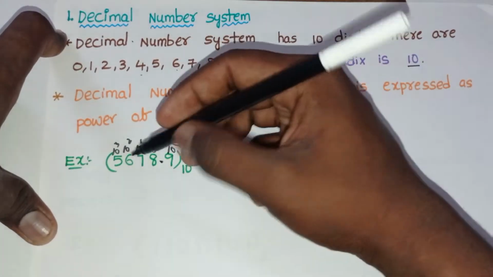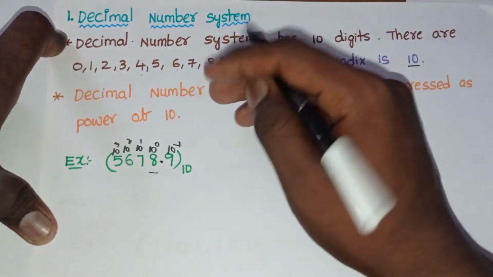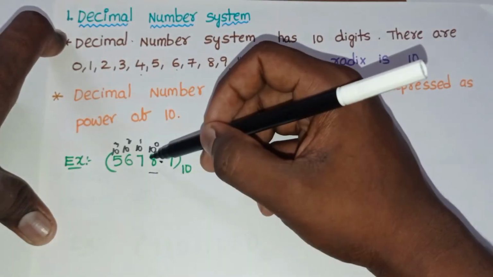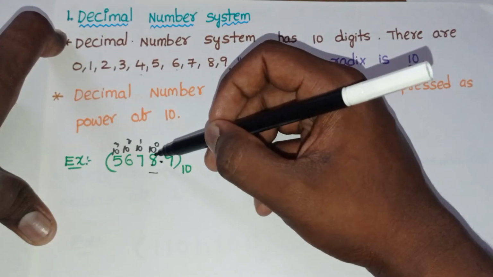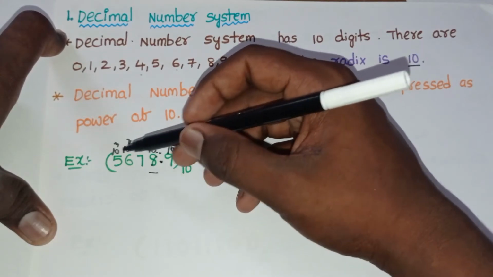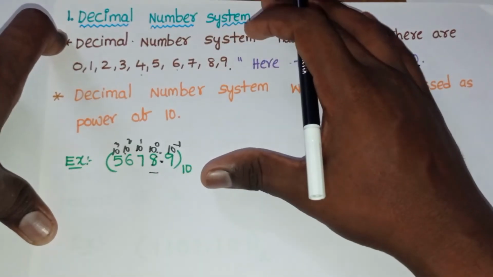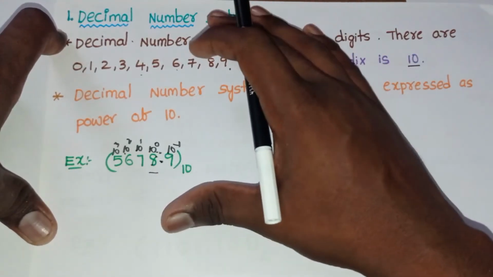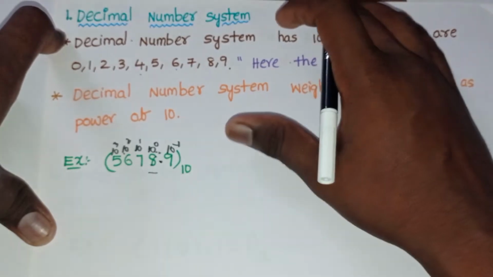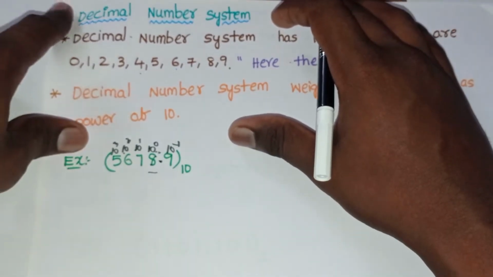That means each position is a weight of 10 powers. Here 10 power 0 position is the ones position, then tens position, hundreds position, thousands position, like that. This is nothing but decimal number system. Generally in our daily life we are using this number system only. Now let's see binary number system.